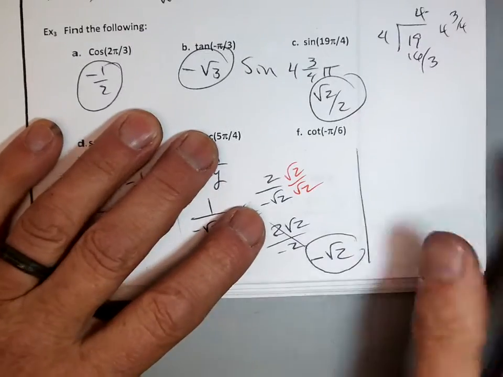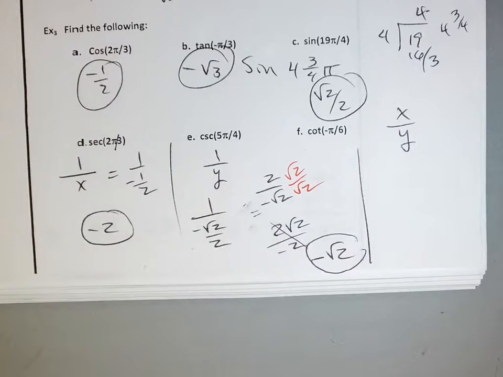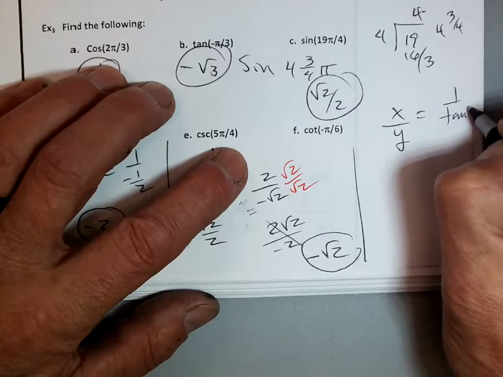Cotangent of negative pi over 6. Well, cotangent is the x over the y, or it's 1 over the tangent value. It might be easier to just do 1 over the tangent value. So if pi over 6 is here, then negative pi over 6 is here. What's the tangent value? Negative square root of 3 over 3. Which one do you want to do? X over y, or do you want to just flip this? Just flip that. So I take the tangent value, or it's 1 over the tangent value, which is what you guys want to do.